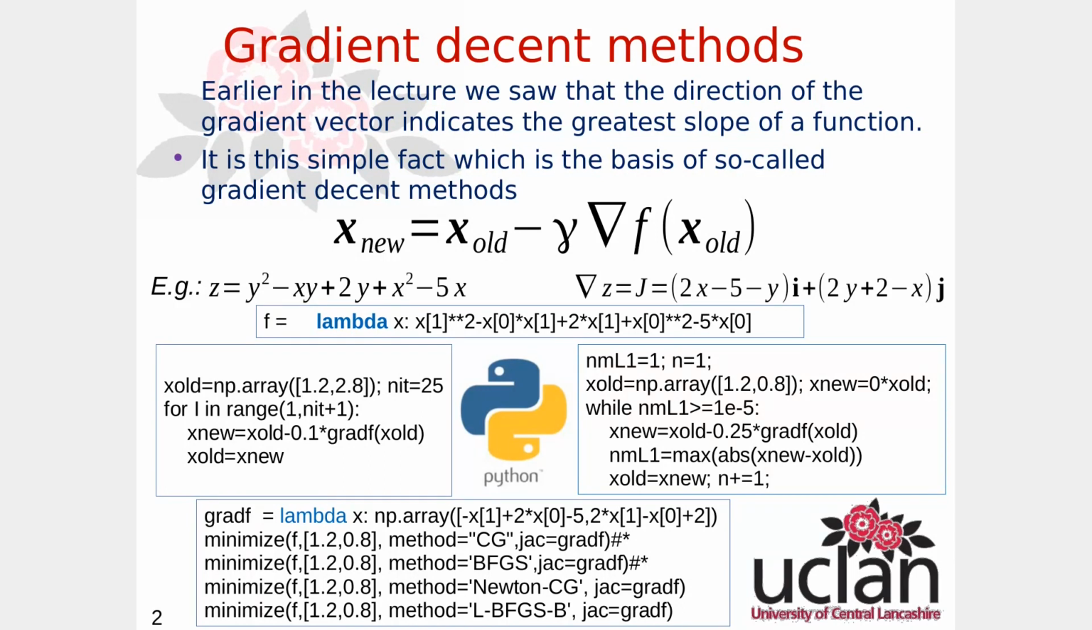There will be some exercises for us to complete within the workshop sessions, but put simply, I've set up a NumPy array, and I've put the old value initially equal to 1.2 and 2.8, and then I've set up this many iterations, and I've said that i goes from 1 to n plus 1, so 26 iterations, I guess, and then I've said the new value is equal to the old value minus 0.1, this was arbitrarily chosen, times the gradient of x old.